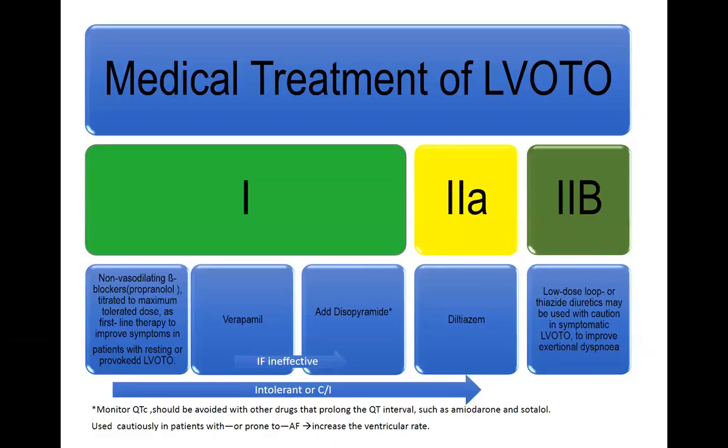So medical treatment: we use a non-vasodilator beta blocker, such as propranolol, metoprolol, or atenolol, at the maximally tolerated dose. This is the first therapy to improve the symptoms. If that is ineffective, you go for verapamil. If that is also ineffective, you go to disopyramide. Class 2A is diltiazem. Class 2B is low-dose thiazide diuretics. You have to keep in mind when you use disopyramide, you have to watch for the QTc, because sometimes the QTc can get prolonged and the patient can develop arrhythmias.